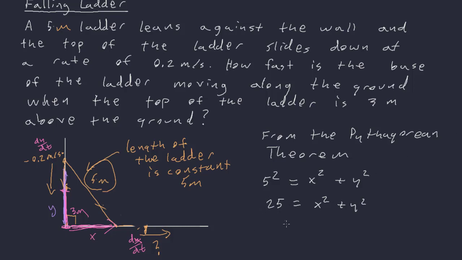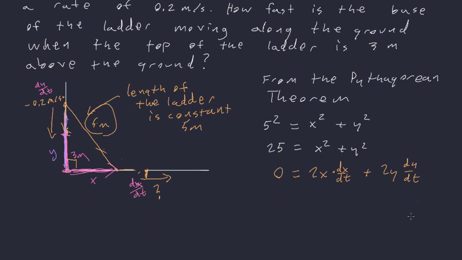So when we differentiate 25, that's of course 0. When we differentiate x squared, remember we're differentiating with respect to t. So this is going to be 2x times dx/dt. Okay, and then now we'll differentiate y squared with respect to t. So that's going to be 2y dy/dt. All right. So now I'm going to start by dividing everything out by 2, just to get rid of the 2, because 0 divided by 2 will still be 0. So we get 0 equals x dx/dt plus y dy/dt.